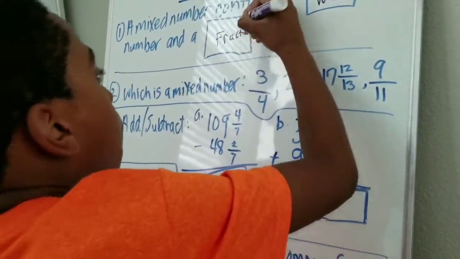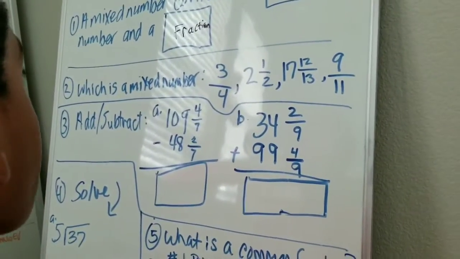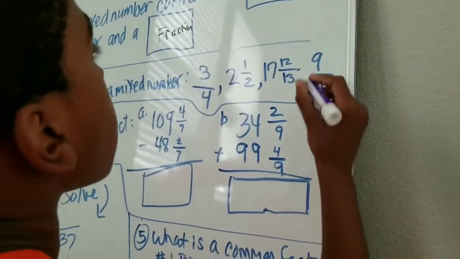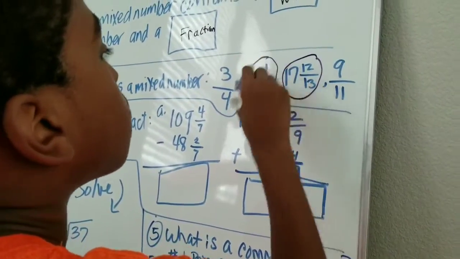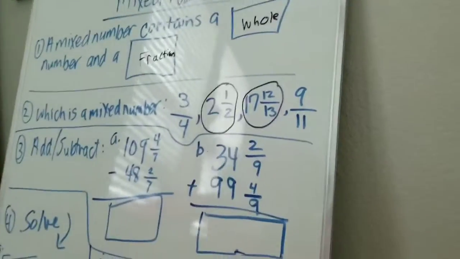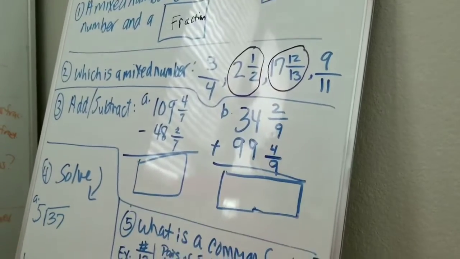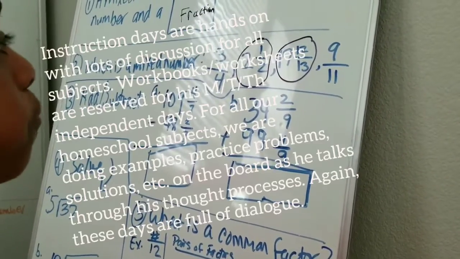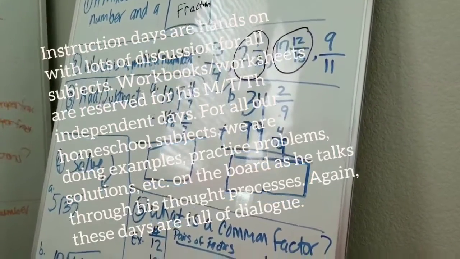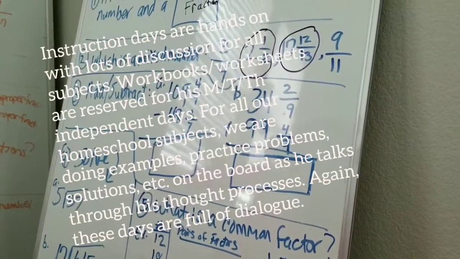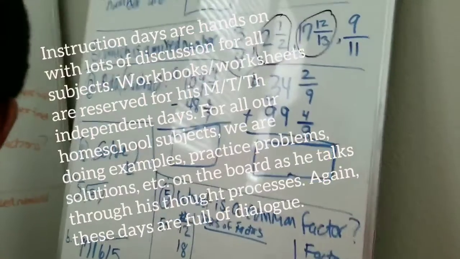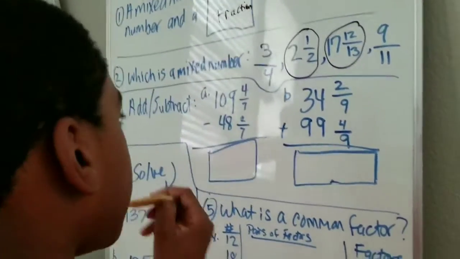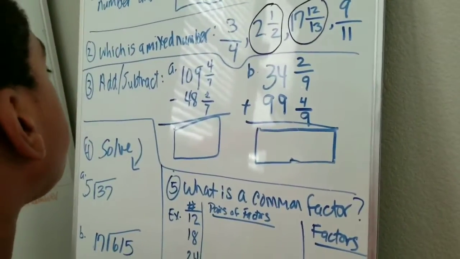Excellent job. Number 2. Can you circle all the mixed numbers? And the reason why you circled those are because what? They have a whole and a fraction. Excellent job. You know what I thought you were gonna do? What? I didn't even write an improper fraction here. Oh no. We're gonna review improper fractions on Friday. Oh, okay. Okay, next one.